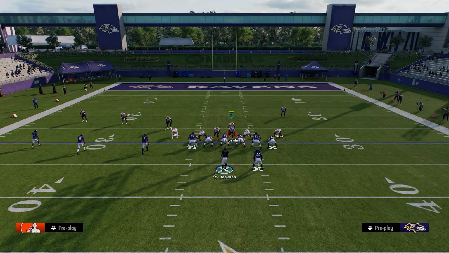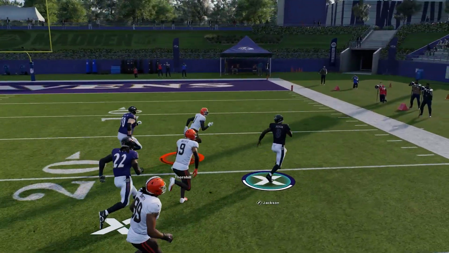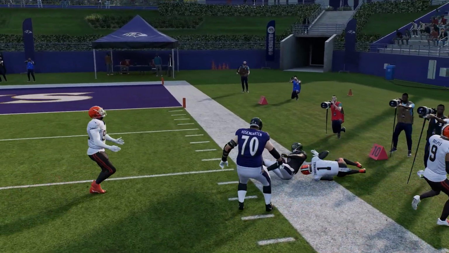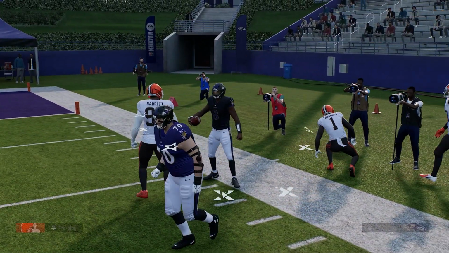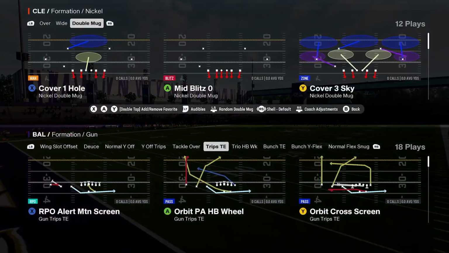So what we want to do here is when we say hike, we're just going to run this to the outside. We're going to follow our blockers, and you can see we have the potential to take that for some easy yardage. Now, this is also going to work if they're in the nickel dog 3 buzz play as well. So it's not just mid blitz. So I'm going to come out and show you that.